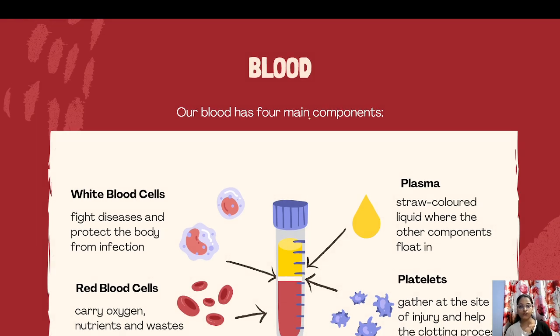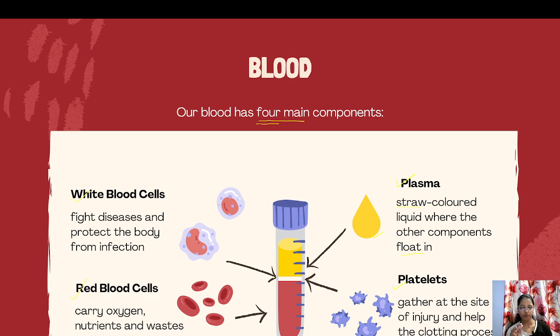Now here we have also mentioned that blood contains four main components. First is plasma. After that, the formed elements contain the white blood cells, red blood cells and platelets. Now let's see the function of these components. First is plasma. It is the straw colored liquid present in the blood, which flows out after centrifugation of the blood.